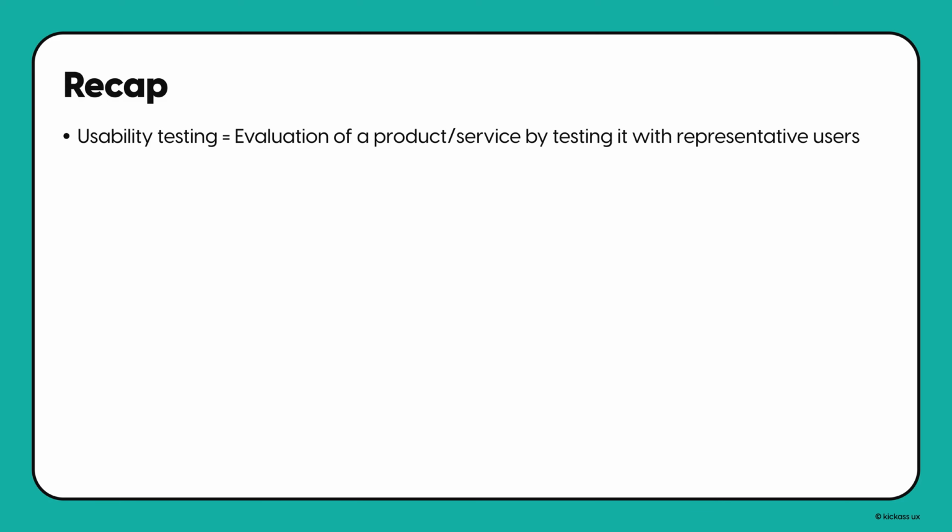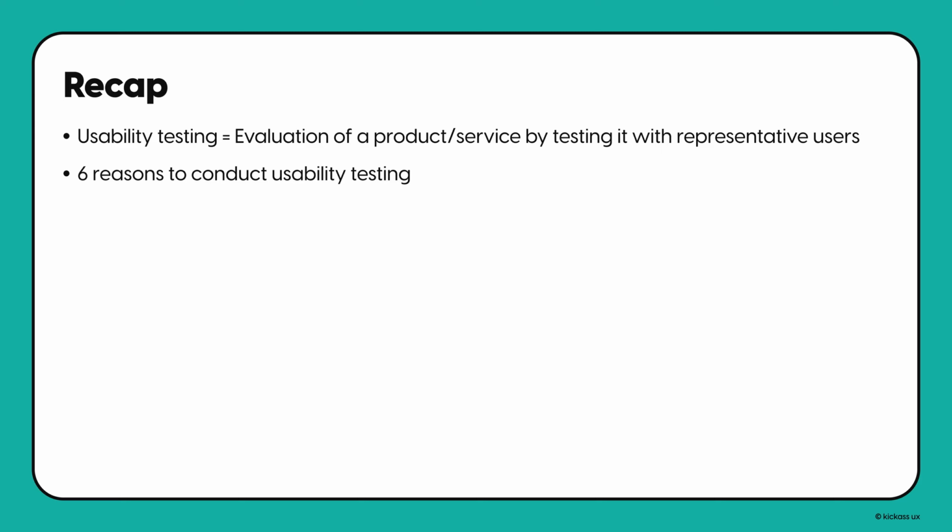Well, that's it for this lesson on prototyping and usability testing. To recap, usability testing is the evaluation of a product or service by testing it with representative users. We talked through the 6 reasons to conduct usability testing, which are to learn to what extent your product or service truly helps users, to understand your users' goals and motivations, to diagnose issues with your interface, to learn how satisfied users are with your product or service, to truly understand what matters to users, and to gain clarity on how to make the most functional designs.